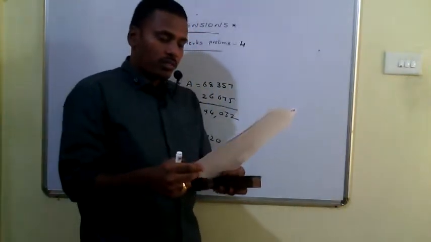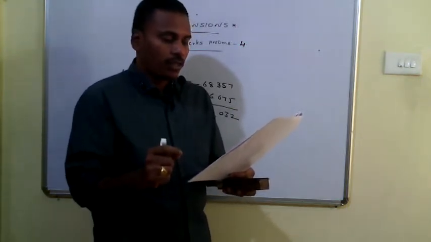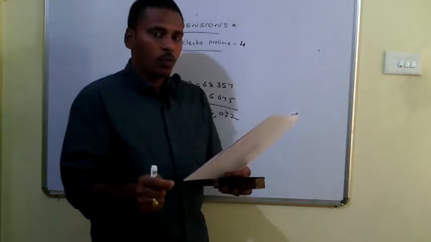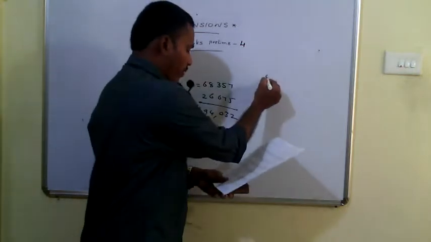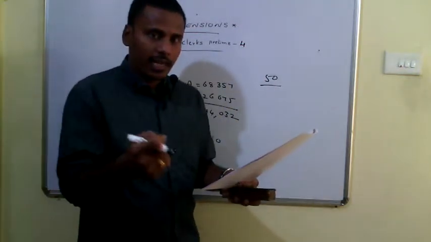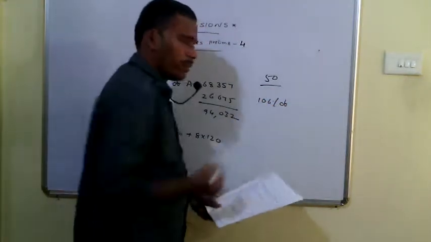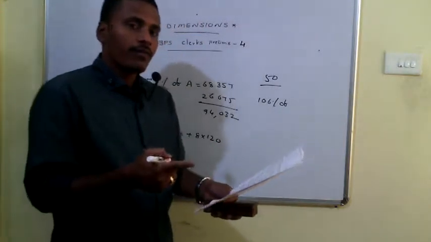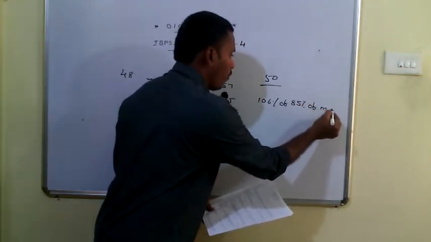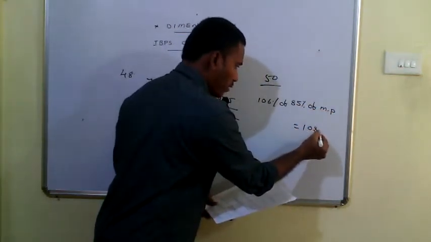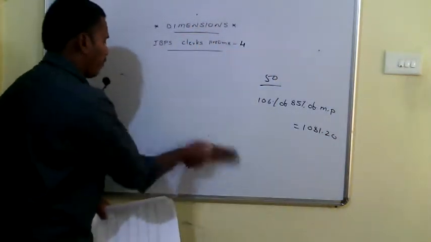A discount of 15% is given on the market price of the article. The shopkeeper charges sales tax of 6% on the discounted price. If the selling price is 1081.20, what is the market price of the article? See, for the 50th problem, sales tax is charged at 6%. On what? On the selling price. So 106% of the selling price. But what is the selling price? After giving the 15% discount on the market price. That means 106% of 85% of the market price is equal to 1081.20. On simplification, we get the value of the market price for that problem.